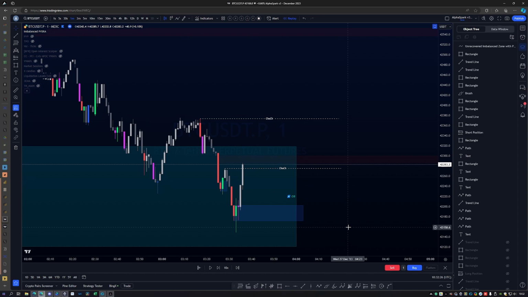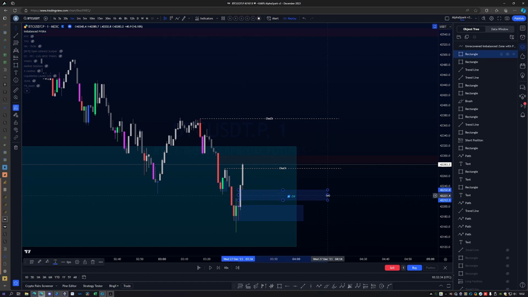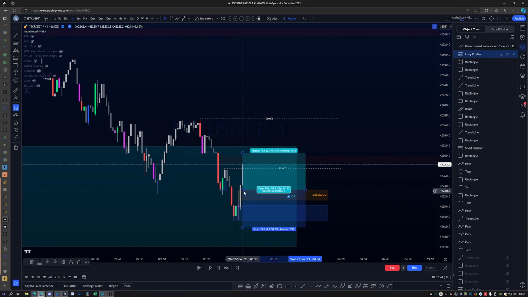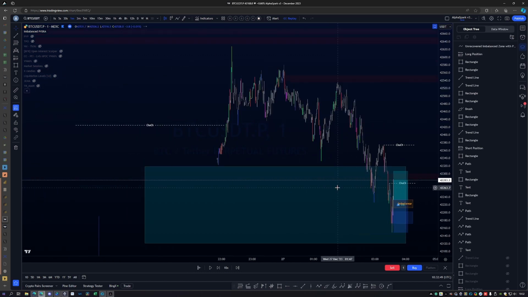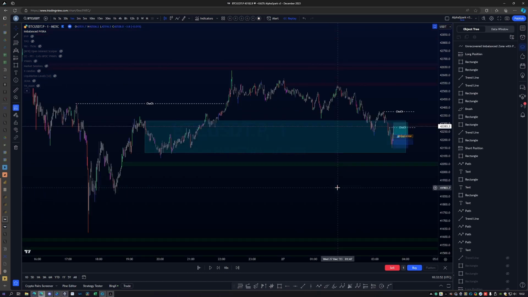We get that change of character with a close, which is extra nice. And we have two things: fair value gap as a possible entry. And we know that in theory this low is protected. And we also have to consider the bigger scheme of things, right? We already have a change of character on a slightly higher time frame than this. And we have other confluences for looking for trades.